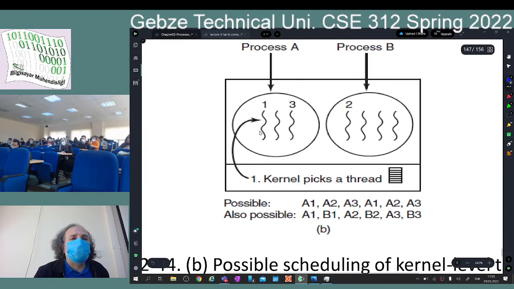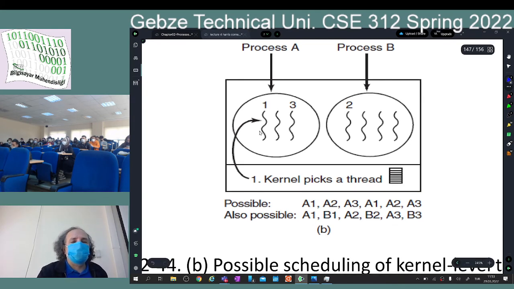If the kernel knows about the threads, then this will be possible: A1, B1, A2, B2, A3, B3. Why? Because the kernel knows that there are 3 threads there, there are 4 threads there, and I can switch between those. So you might say again, this is not a good thing, but the kernel knows that this is not a good thing. Okay? Kernel knows it.